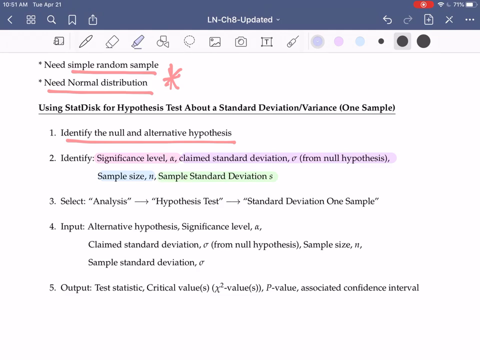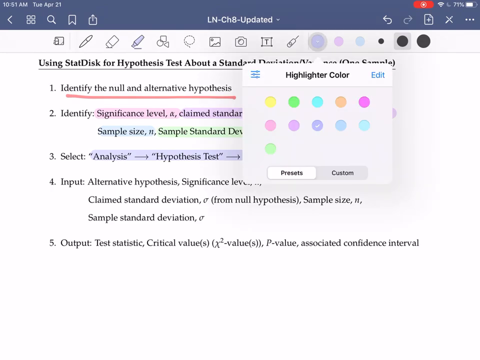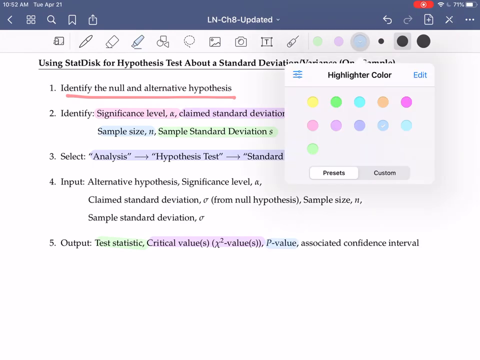For this, we will choose analysis, hypothesis test, and then standard deviation, one sample. Input those four different values, and it will output for us the test statistic. It will output the critical values, which will be chi-squared values. It will output the p-value, and it will output the associated confidence interval.